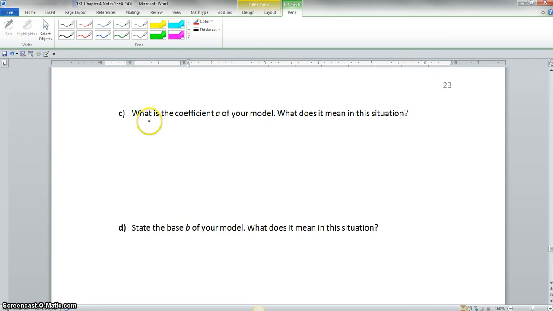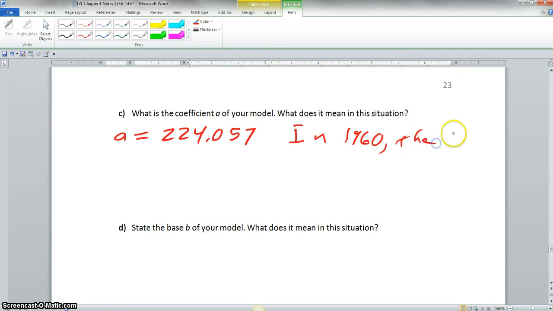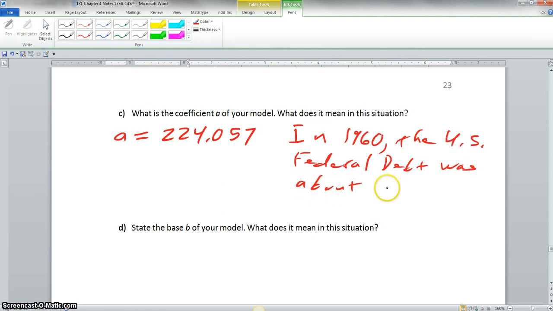Now we move here to C. It says, what is the coefficient A of your model? What does it mean in this situation? So we know our A in this model here is 224.057, and this means in 1960, the U.S. federal debt was about $224.057 billion.